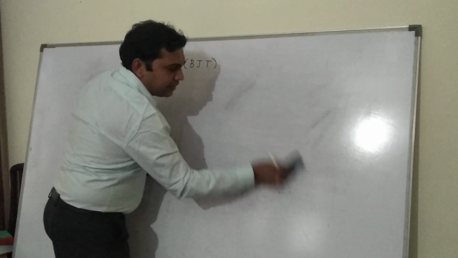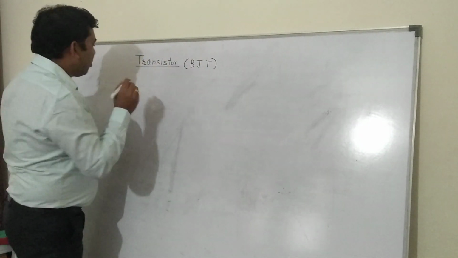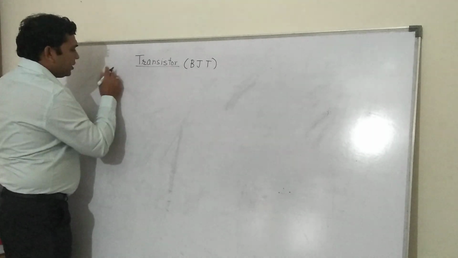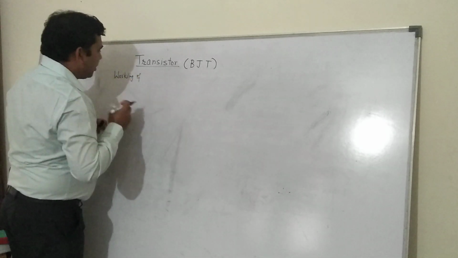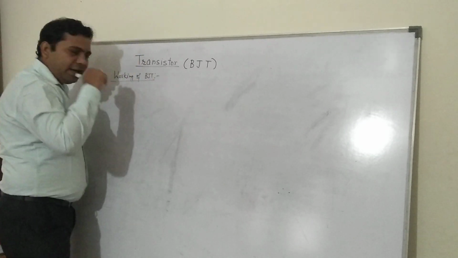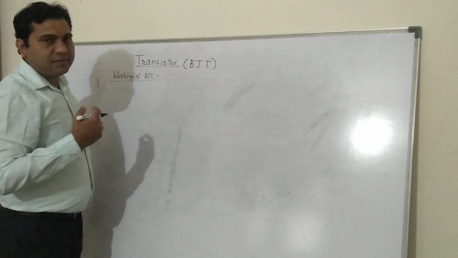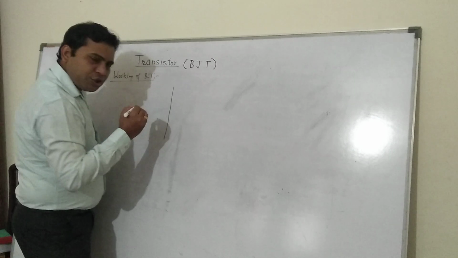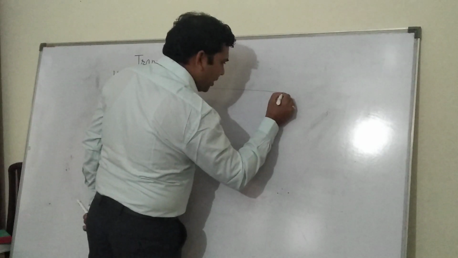So let's now understand the working of a transistor, of a BJT. You can call it the working, or you can call it the different currents. Now we want to know what the different currents flowing in the transistor are. Let's make the diagram bigger so that things can be easily understood.